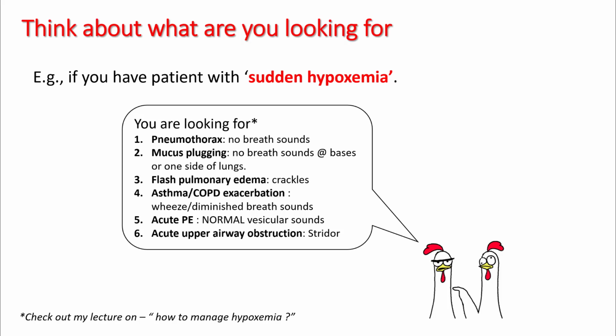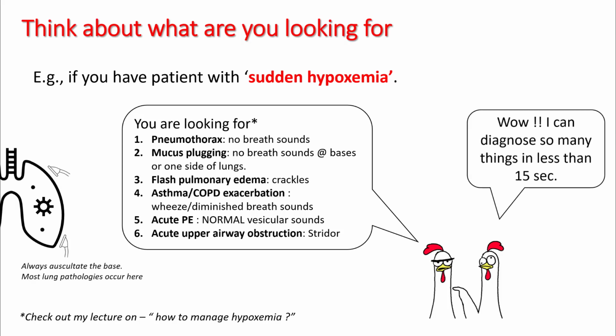In flash pulmonary edema, you will hear crackles. In asthma or COPD exacerbation, you will hear wheezing or diminished breath sounds. In acute pulmonary embolism, you will hear normal vesicular breath sounds. In acute upper airway obstruction, you will be hearing stridor. Make sure that you auscultate the bases of the lungs, as most of the lung pathologies occur here.